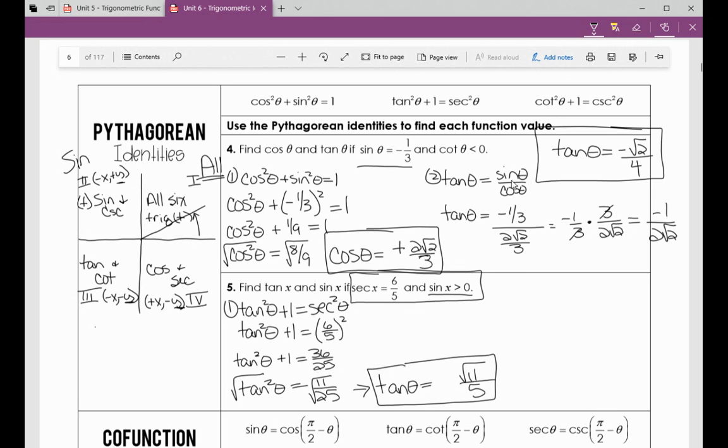Any thoughts? I'm going to use tangent theta equals sine theta over cosine theta. I have a tangent value. I'm looking for sine, and where do I pull the cosine value from? Secant. When I flip it, that becomes 5 over 6.